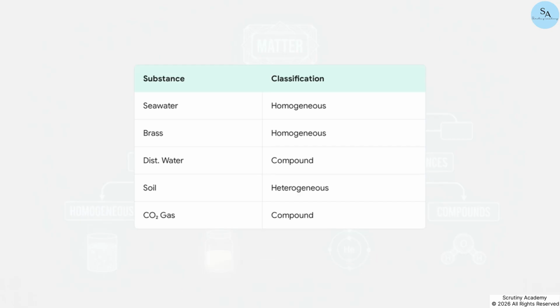Seawater, that's a homogeneous mixture. It's salt and water, and the ratio can totally vary. We already went over brass. Since it's an alloy, it is also a homogeneous mixture. Now, soil is a heterogeneous mixture, mostly because you can easily spot the different rocks, the dirt, and all the random organic matter mixed in there. Meanwhile, distilled water and CO2 gas, those are true compounds, bound by strict, totally unchangeable chemical recipes.